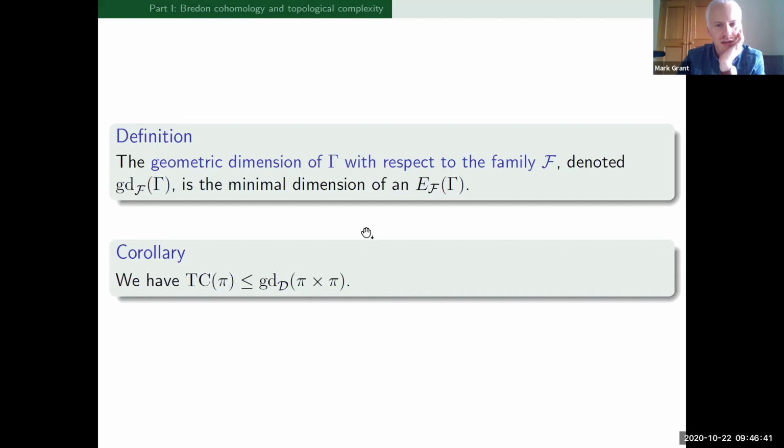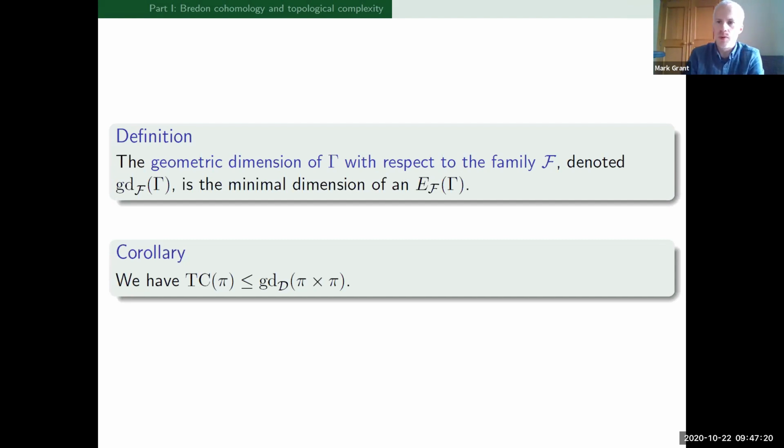So what does this tell us? Well, if you define the geometric dimension of a group Gamma with respect to a family F to be the smallest dimension of a classifying space for that family, then it follows in a straightforward way from the previous proposition that TC pi is bounded above by the geometric dimension of this family curly D. Because if you had a classifying space of dimension k, then certainly the map to it would factor through the k skeleton. So that's immediate.